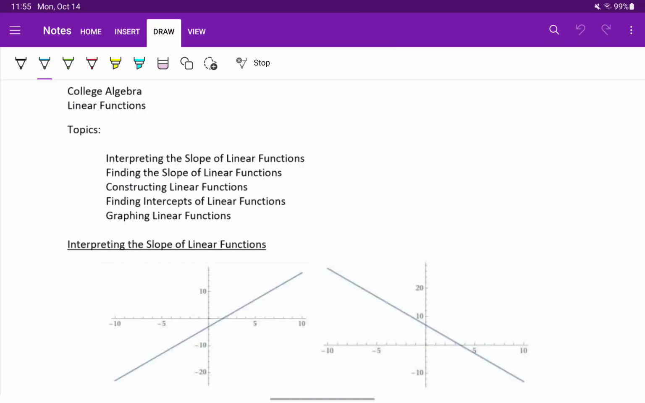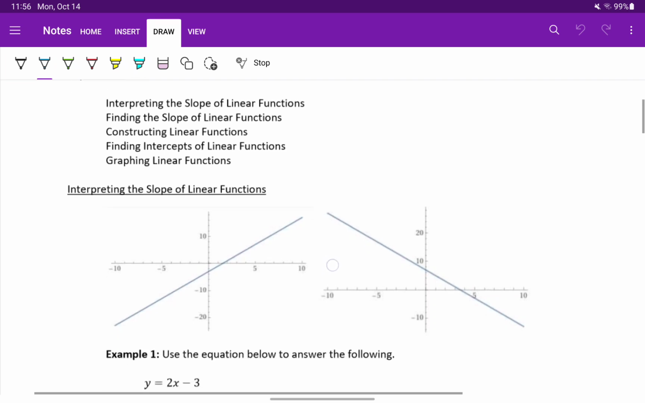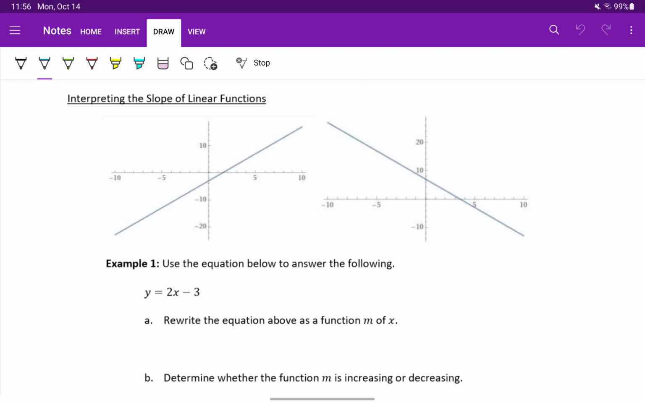In this section, we want to revisit topics that we've already covered regarding linear equations, but now put those same ideas in the context of those being linear functions. To start off, we want to review the concept of slope.